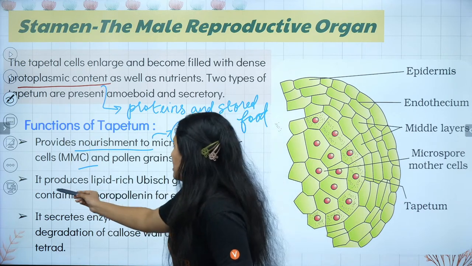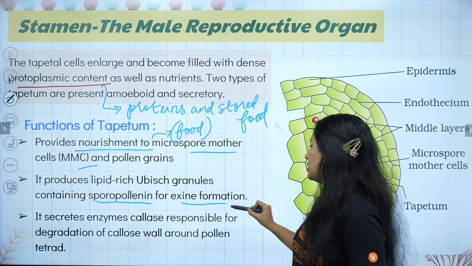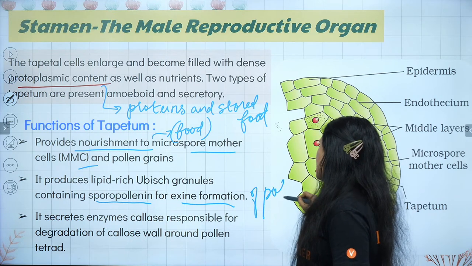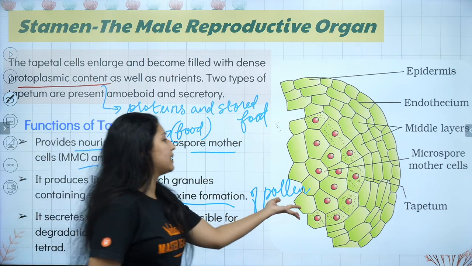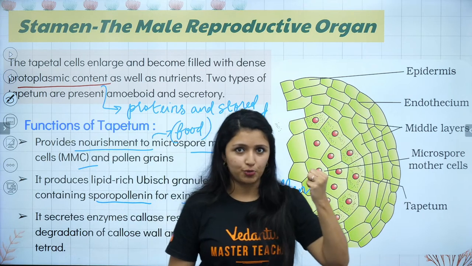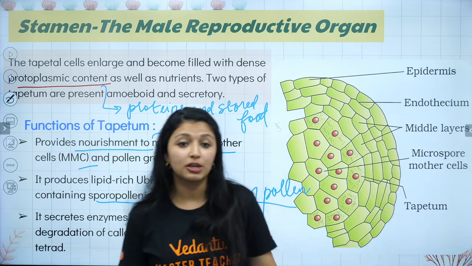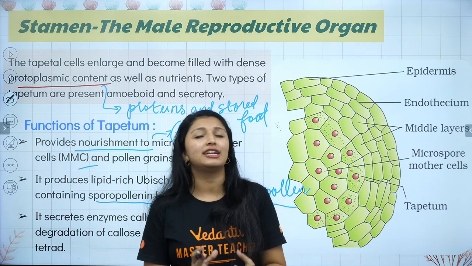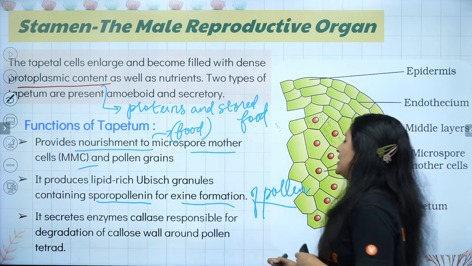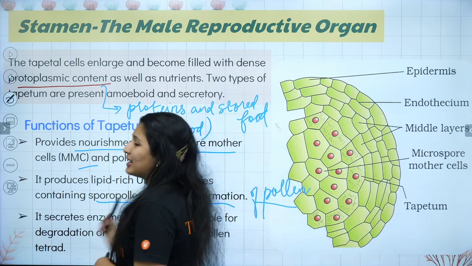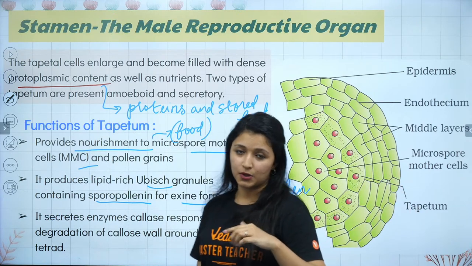Then it produces lipid-rich granules containing sporopollenin for exine formation of pollen. When we learn about the structure of pollen, you have already learned this. The pollen grain has an outer layer made up of sporopollenin to make it extra strong. That kind of substance is also given out by the tapetum. Nourishing means giving food and making sure it has a lot of nutrients. The granules help make sporopollenin on the exine, which we will learn.